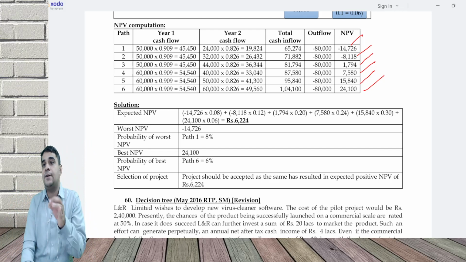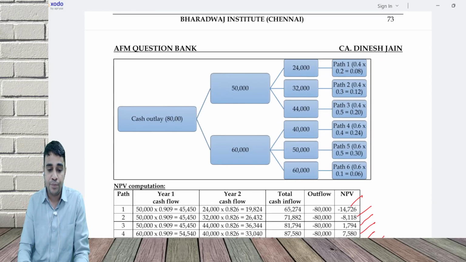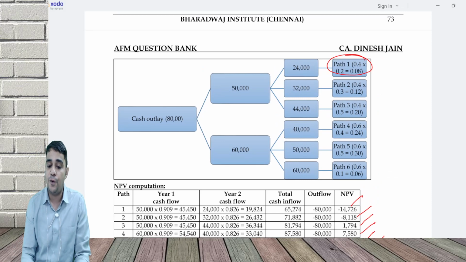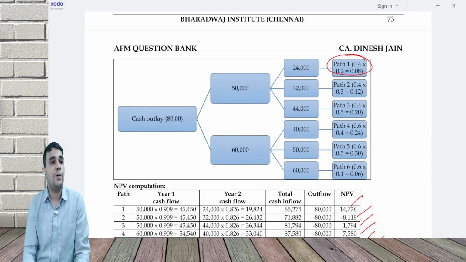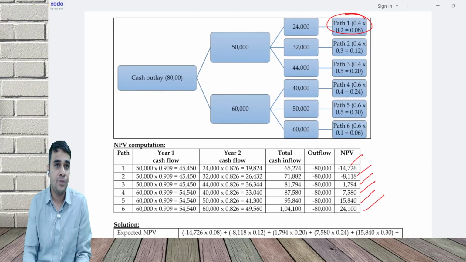So I get 6 different NPVs. Apply the probability on top of it. 0.4 into 0.2, 0.08. 0.4 into 0.3, 0.12. 0.2, 0.24. 0.3, 0.06. So worst is 8% chance. Best is 6% chance.